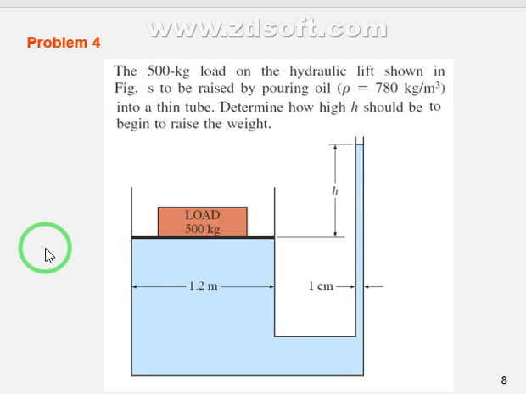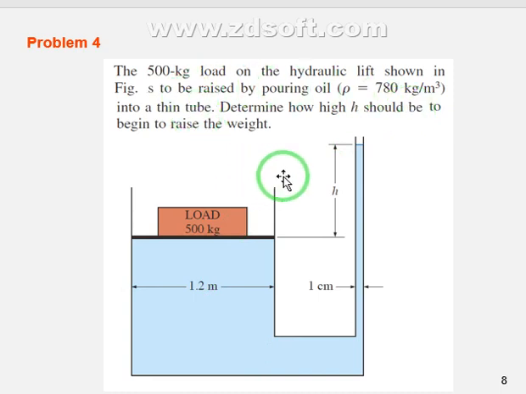Example number 4, which is application of Newton's law. Here we mix two concepts together. We have a 500 kilogram load on the hydraulic lift, as you see in the figure. And this is not water, this is oil. Density is 780 kilogram per meter cubed.